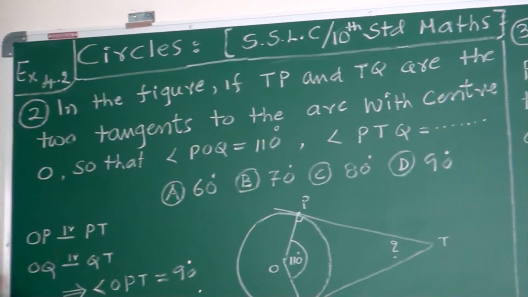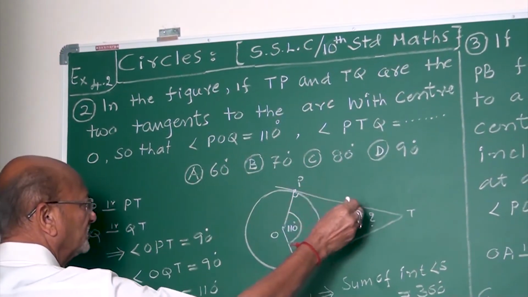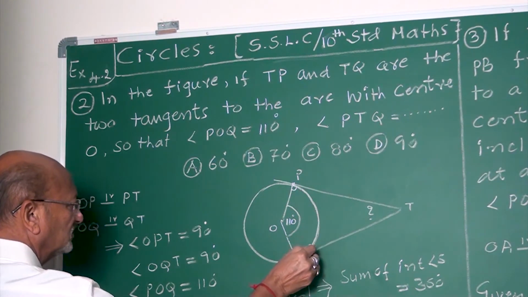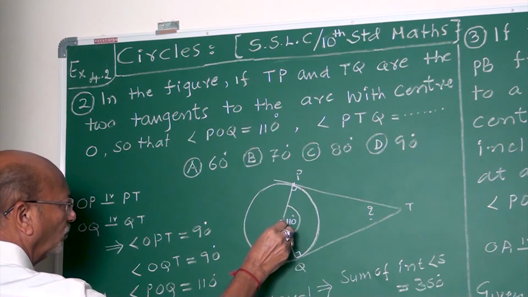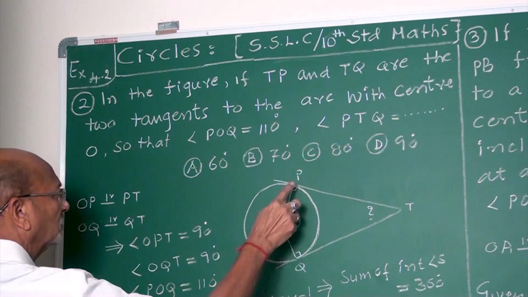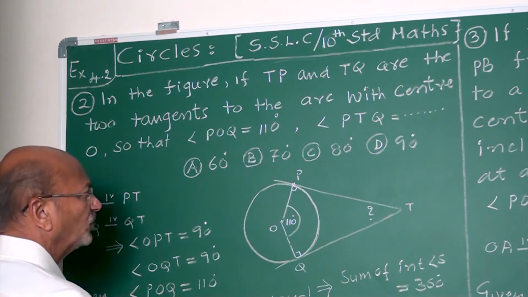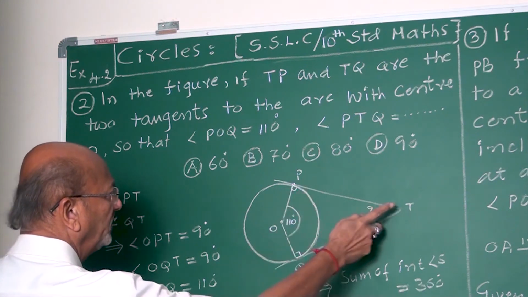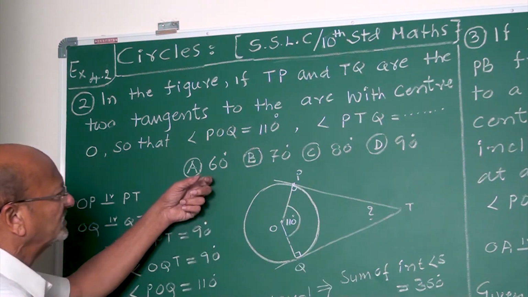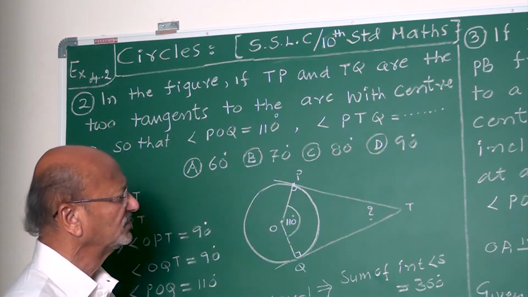Then this is the second example. In the figure, if TP and TQ are the two tangents to the circle, this is your circle, my friends, whose center is at O, such that angle POQ is 110 degrees. Then we wanted to find the angle PTQ. These are the options, my friends. First option is 60, second 70, third 80, fourth is 90 degrees.